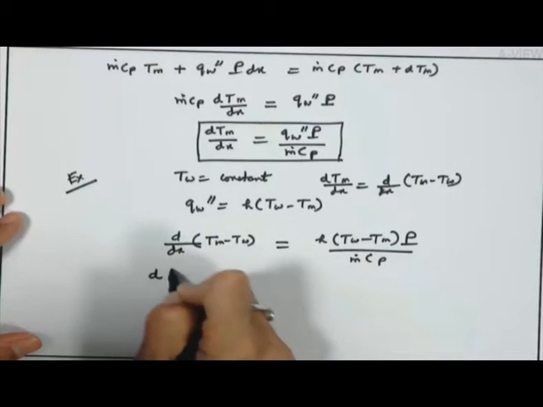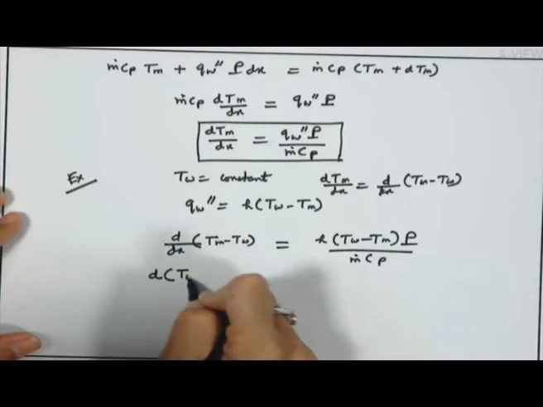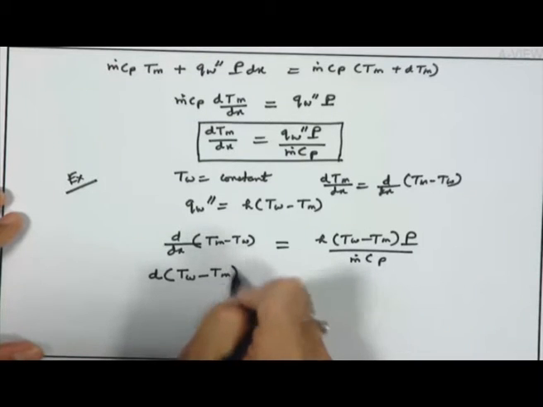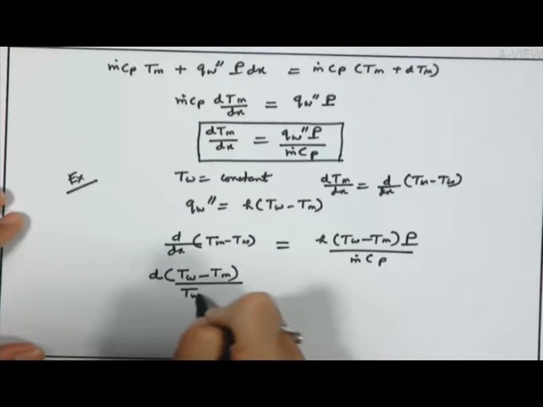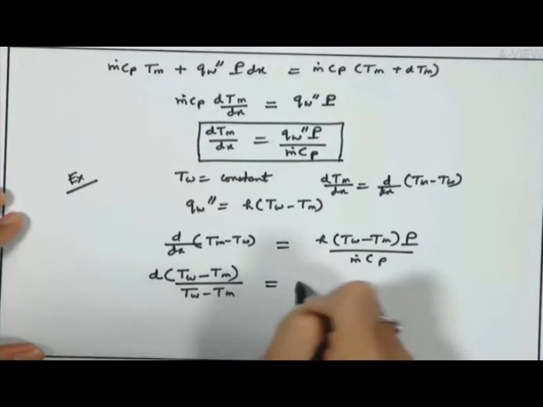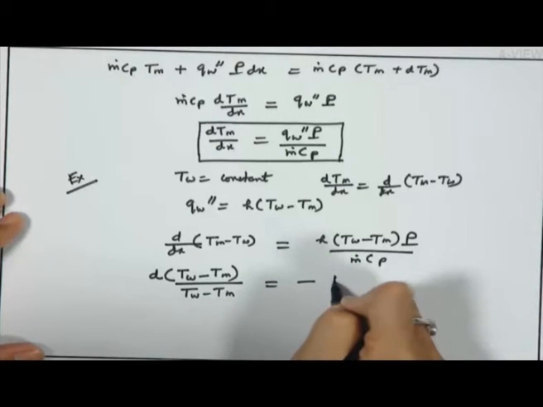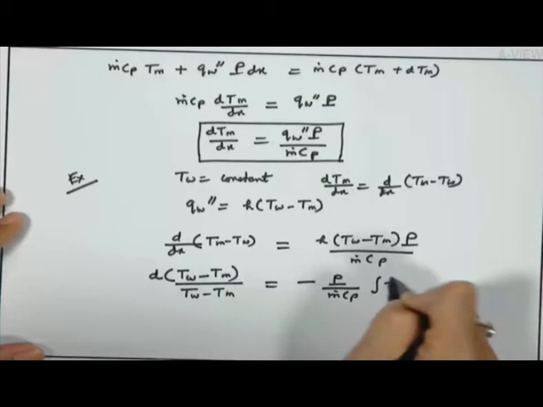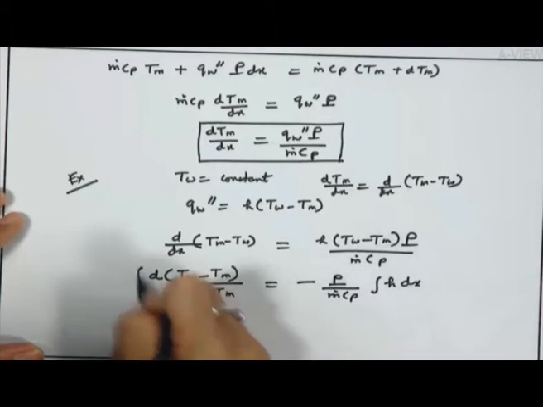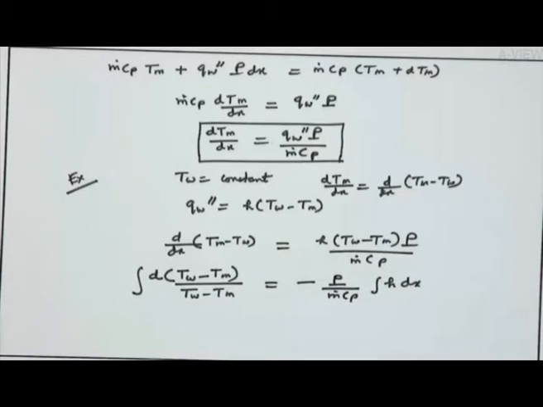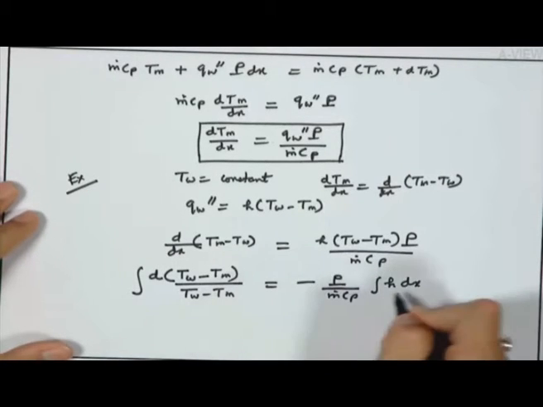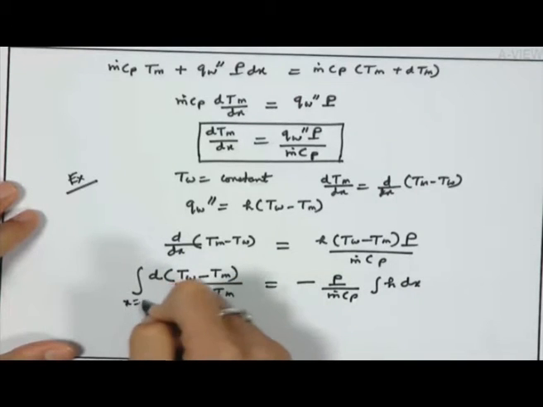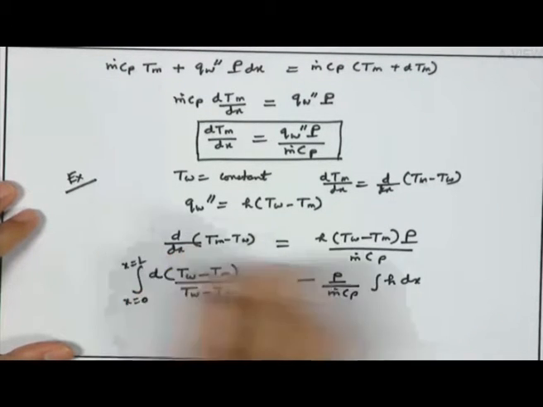So, d of T wall minus Tm by T wall minus Tm is equal to minus P by m dot Cp into h dx, this integral. Let L be the length of the channel. So, we integrate it from x equal to 0 to x equal to L.